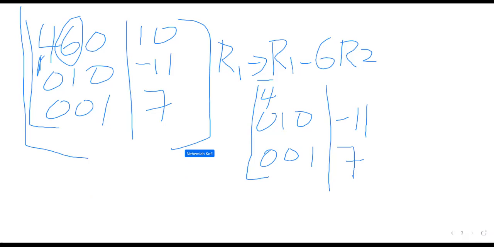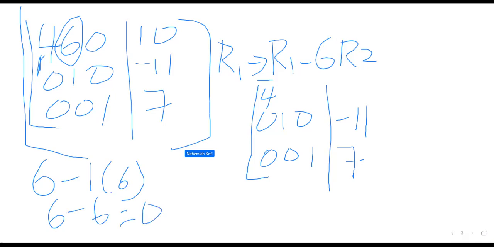Now let's come to the 6. 6 minus 1 into bracket 6, because we are multiplying it by 6. So 6 minus 6 is equal to what? 0. So now here is 0. And then 0 minus 6 times 0 is still 0. And then 6 times 11 is 66. 6 times negative 11.